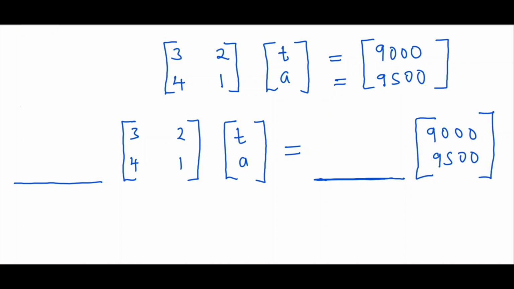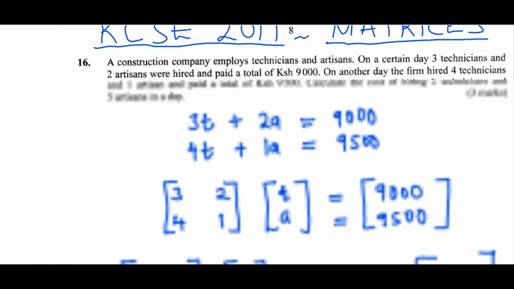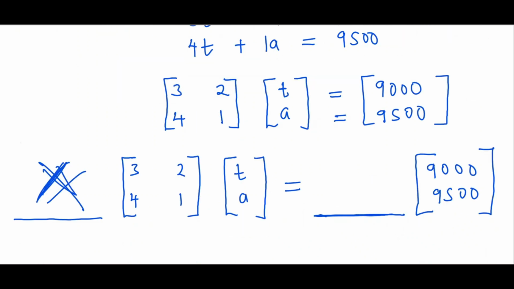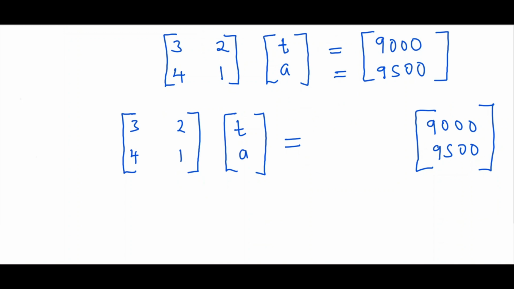Now we are going to add something here that will get rid of this matrix so that we can be left with only T and A on the left hand side of our equation. But when we add it on the first side of the equation, we are also going to need to add it on the second side of the equation, so that what we have done to one side is repeated on the other side and our equation remains as balanced as it was.